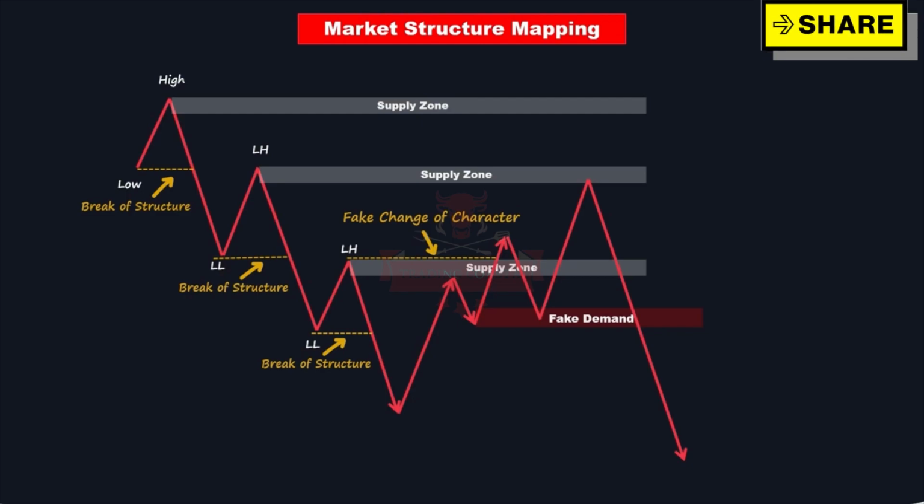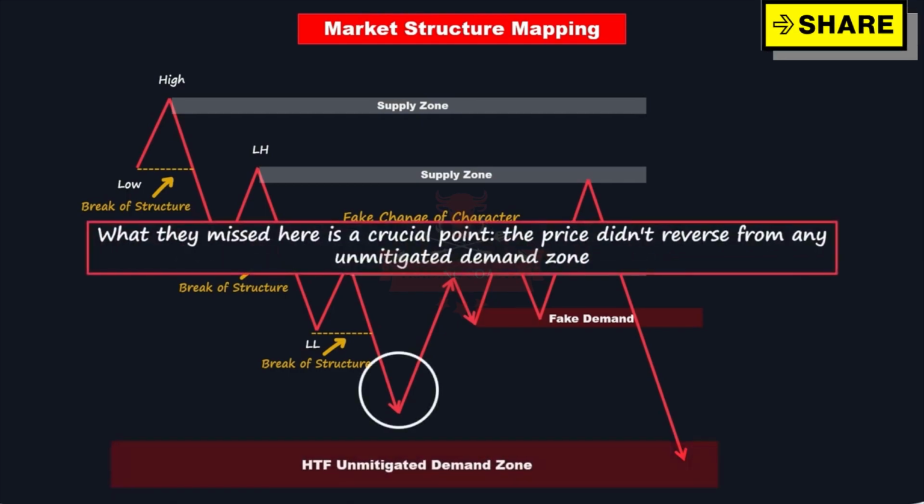They often fail to realize why their stop loss was triggered by the price, and unfortunately, they repeat these actions repeatedly. What they missed here is a crucial point. The price didn't reverse from any unmitigated demand zone. They shouldn't have entered a long position until the price reached a major, unmitigated demand area. Their identified change of character was invalid, and the price only moved upwards to mitigate the upper supply zone.